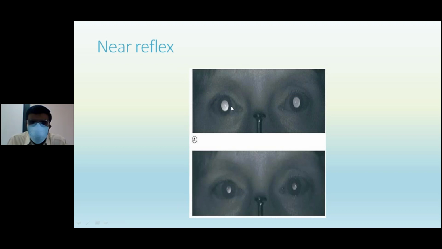This is on looking at the distance object. This second picture is on looking at a near object. You can see that the eyes are converged here. There is convergence of the eyes and constriction of the pupil in both eyes. This is the near reflex.